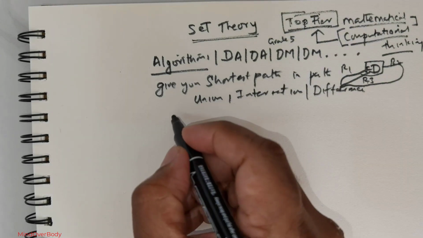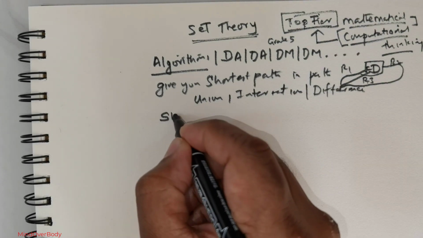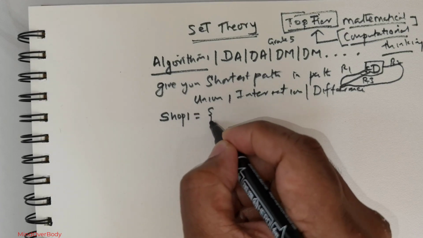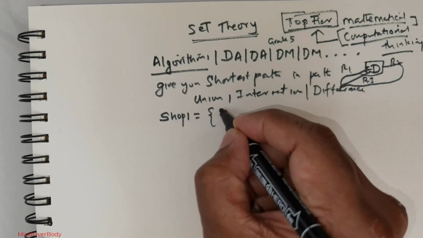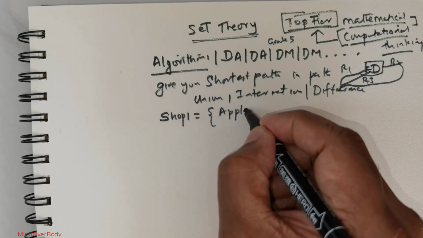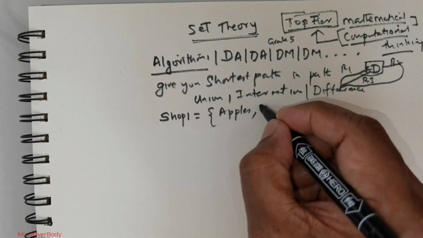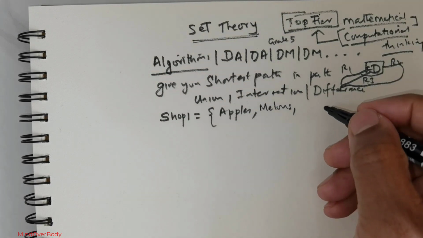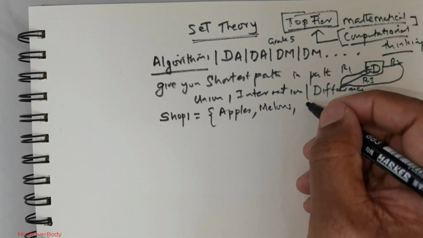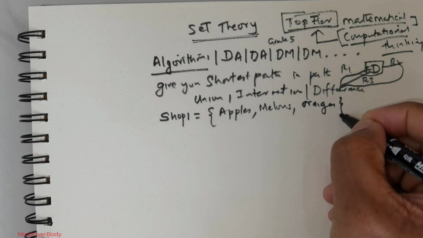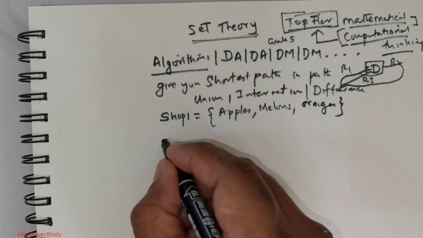So let me give you a brief illustration on how exactly in data sciences set theory plays a vital role. Say for example, I have got shop number 1, right? Now shop number 1 is selling apples and followed by melons, followed by, what can I give? One more fruit, oranges, right? So this is shop 1.